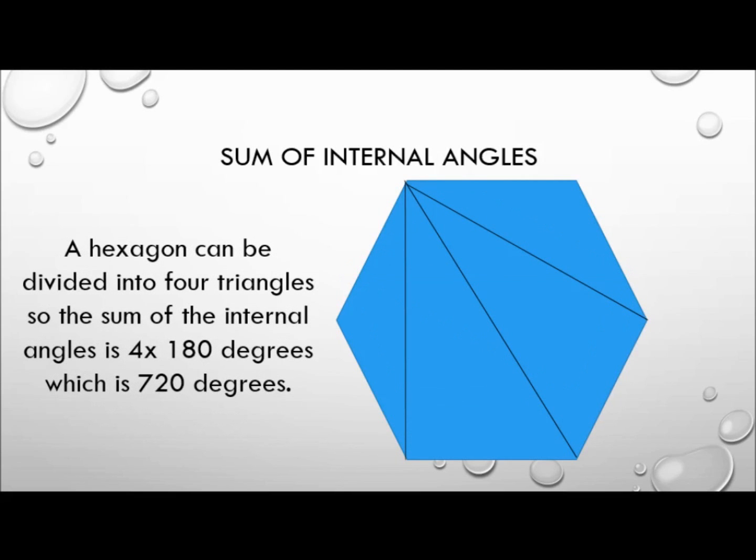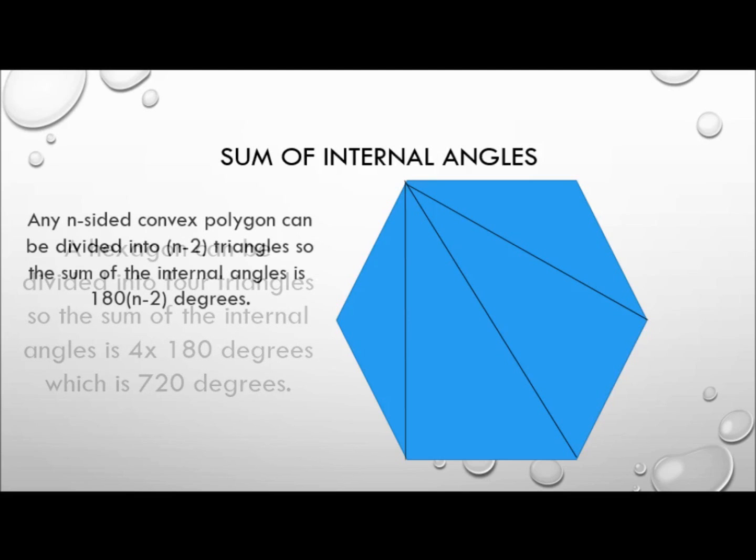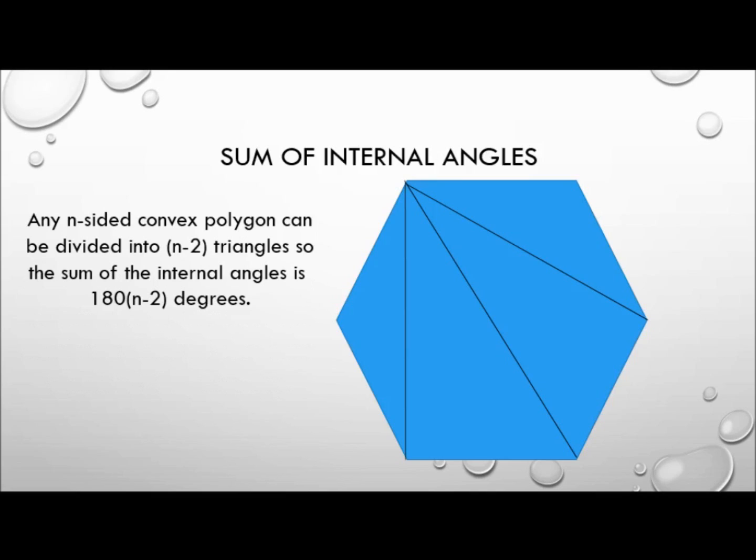And a hexagon can be divided into 4 triangles. So the sum of the internal angles is 4 times 180 degrees, which is 720 degrees. In fact, any n-sided convex polygon can be divided into n-2 triangles. So the sum of the internal angles is 180 into n-2 degrees.